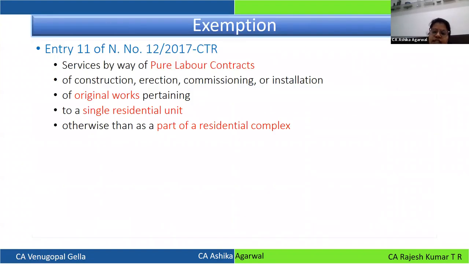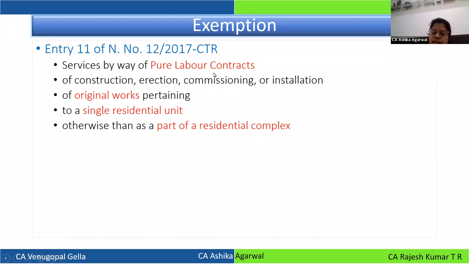However, in case of a single residential unit, they have provided this exemption. So while taking the benefit of exemption, we have to keep in mind, first thing, whether it qualifies as a pure labor contract or not. Second, whether it will be regarded as original work. Third, what is a single residential unit and what is a residential complex? Because the exemption is only for a single residential unit, not for a residential complex. Now, all these things we will be taking one by one.